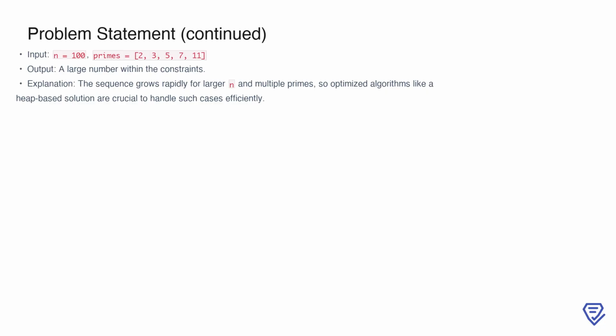Generating such a sequence efficiently becomes critical as the number of primes increases, and the value of n approaches its upper limit. A brute force approach would be too slow, so optimized algorithms, like using a min-heap, are essential to handle the constraints effectively. This ensures that we can generate and sort the sequence in a computationally efficient manner, even for large inputs like this one.